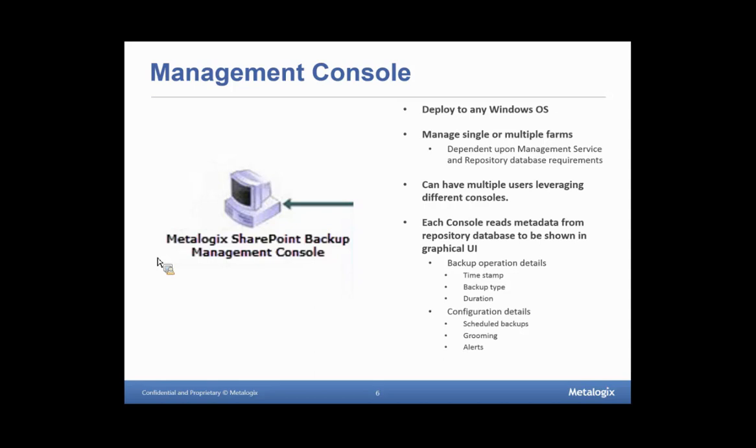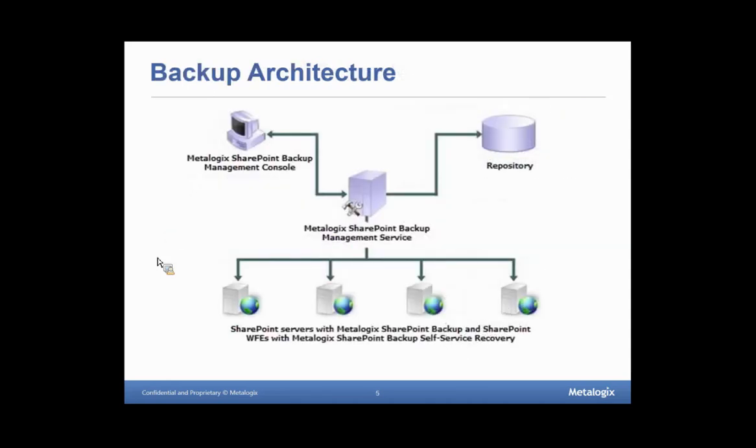Each console reads metadata from the repository database to be shown within the graphical UI. What that means is that every piece of information we're seeing in that console, the backup operation details, timestamps of backups, the backup type, the duration, all the configuration details, like what backups are scheduled, what the grooming configuration looks like, the alerts, all those pieces of information represent records in our repository database. We're just literally taking those records and putting them in a graphical format for you to view in the UI. That will become relevant as we start to look at these other components and how they talk. So for the workflow here, part of what this upper left management console component does is read that data from the repository database after having been written by the management service, and we'll come back to that in just a second.